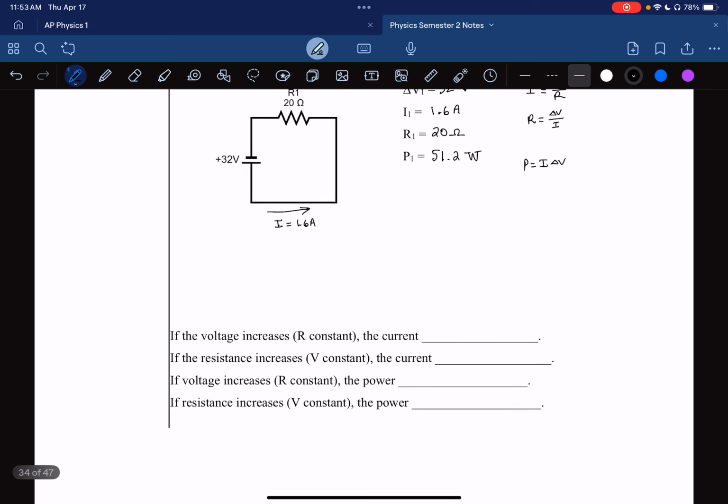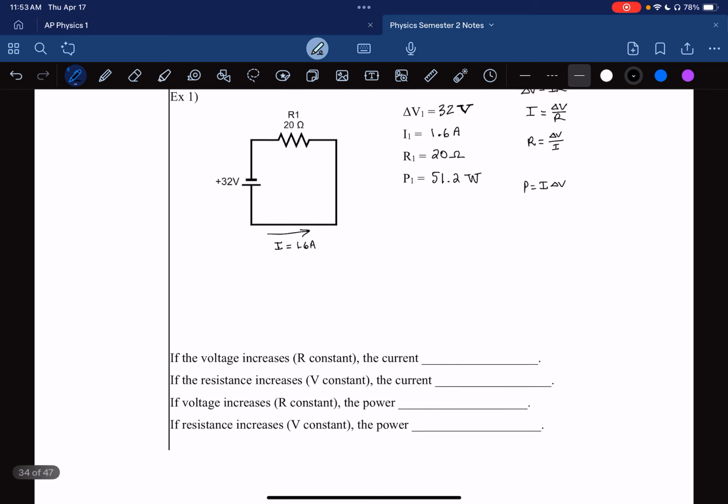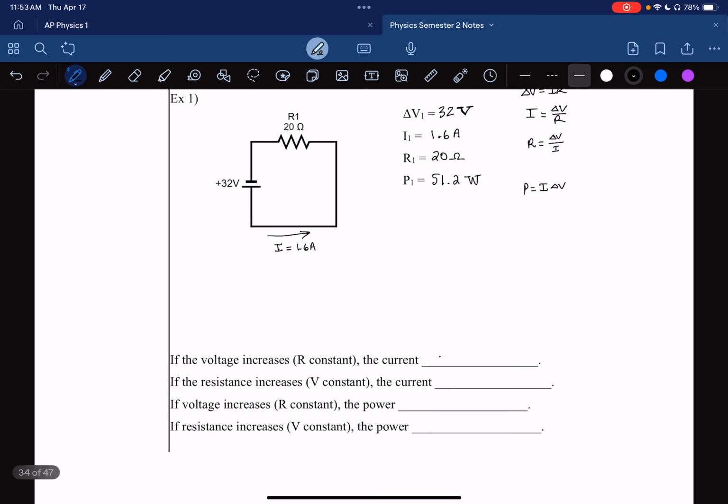If the voltage increases, the current increases. That should make sense. If you increase the voltage of the battery, the current will go up. If the resistance increases, the current should decrease.